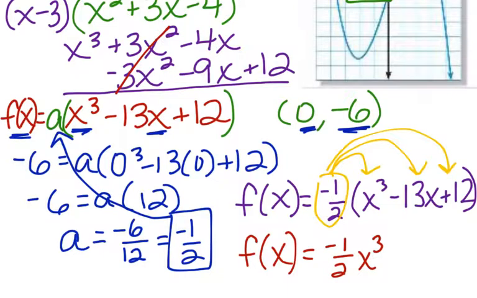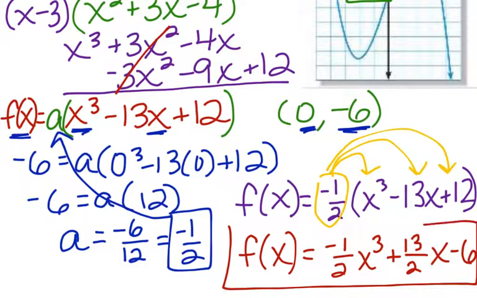Negative 1/2 times negative 13 would become positive 13 over 2x. And then negative 1/2 times 12 would become negative 6. And that is going to be our final answer for this problem.